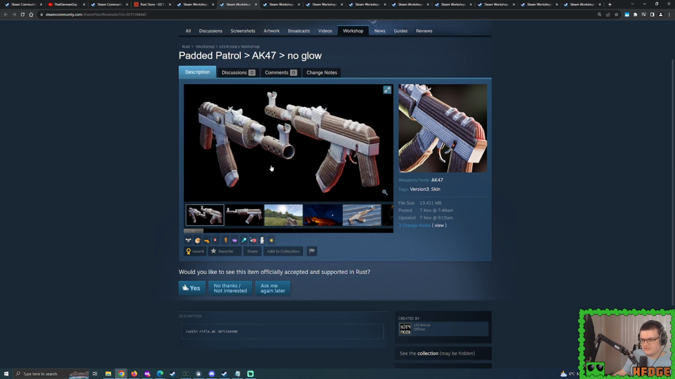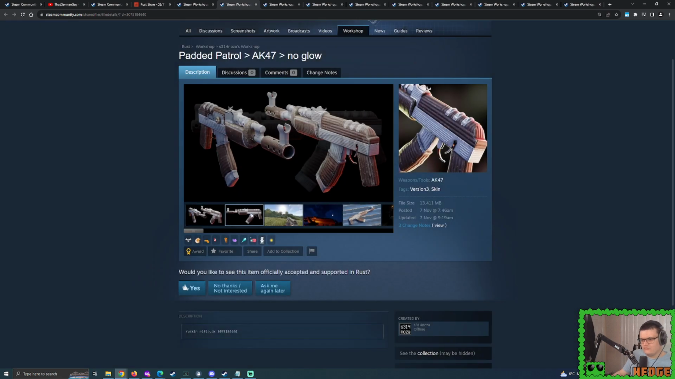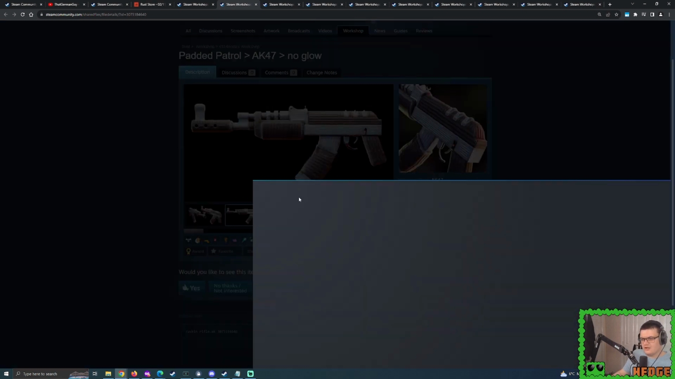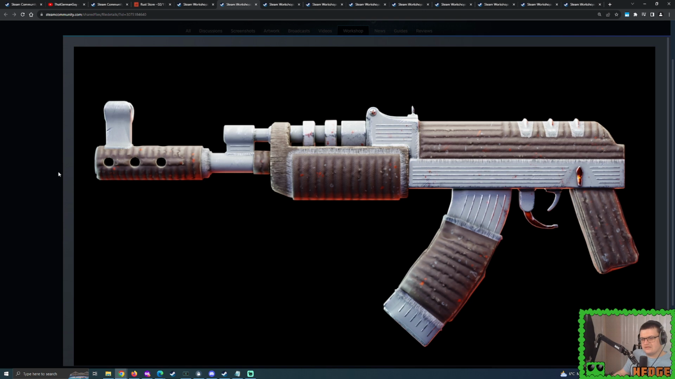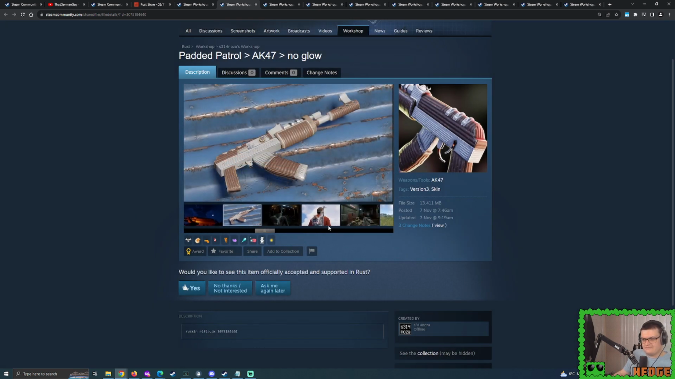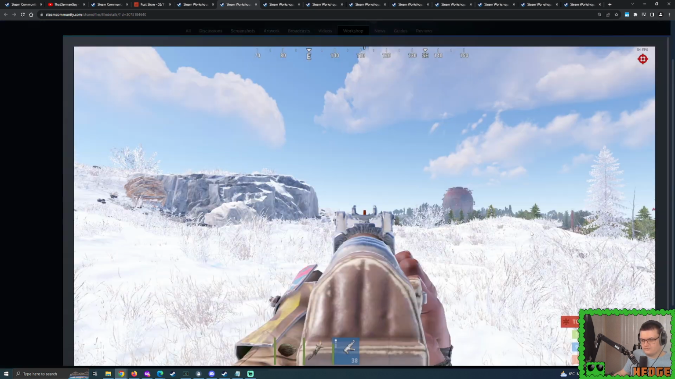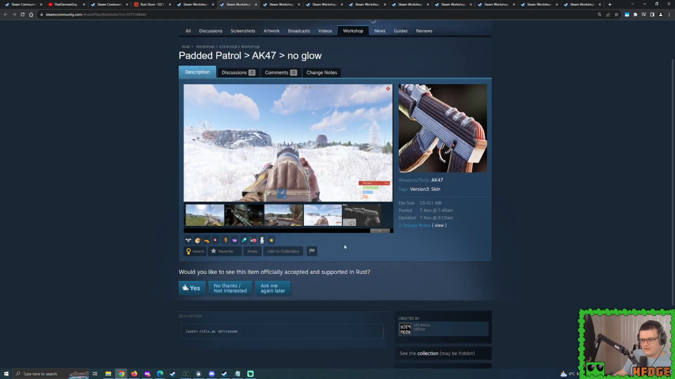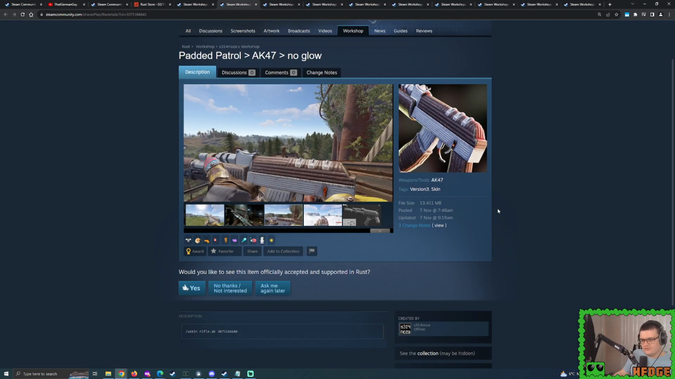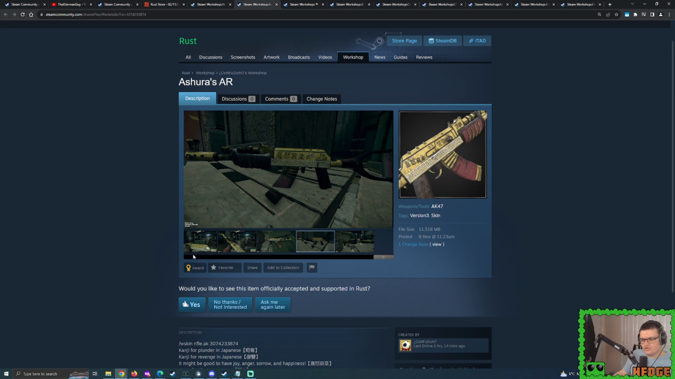Now we have the Padded Patrol AK-47. Get a good look at this. This is made by Spinoza, and it looks pretty nice. Somewhat riveted, I guess you could say. Is that the right word to use? I don't know. But yeah, that's cool. Aim down the sight anywhere. There we are. Perfection. And what do we see? A useful red aim sight. Very nice looking skin right there, Mr. Spinoza. So, if you're a fan of this and you happen to like what you see, please consider voting yes or no, and best of luck to you, Mr. Spinoza.